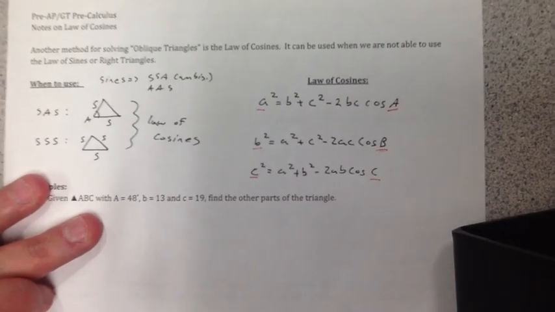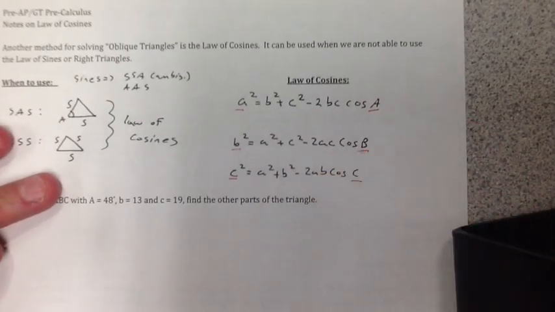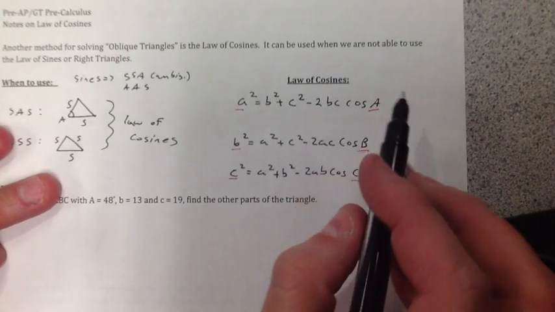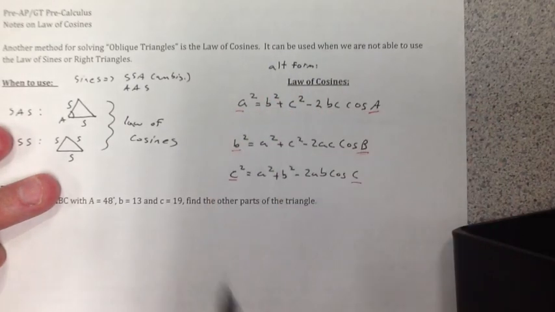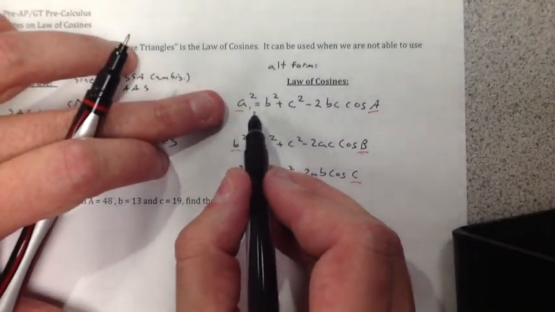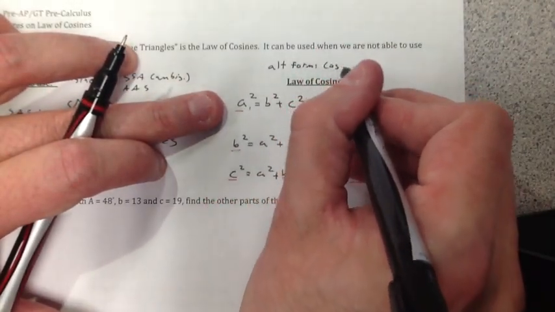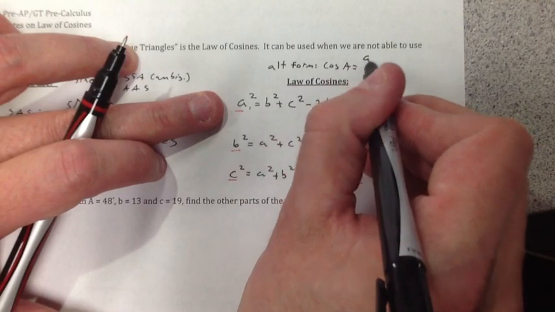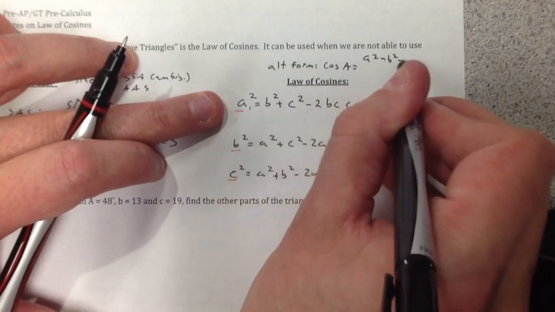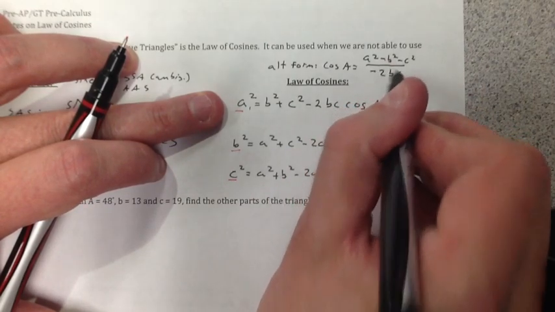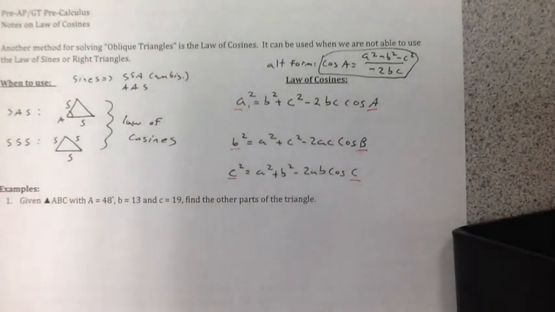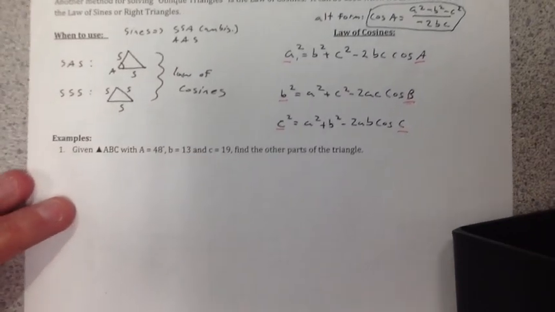Now there is an alternate form, and that's to get the angle. I'm going to go ahead and write that up here, alternate form. If I want to solve for A, the cosine of A is just algebra: a squared minus b squared minus c squared, divided by negative 2bc. And you don't actually have to memorize that one. If you know algebra, you can always derive it. And this is the law of cosines. So let's take a look at a few examples here.